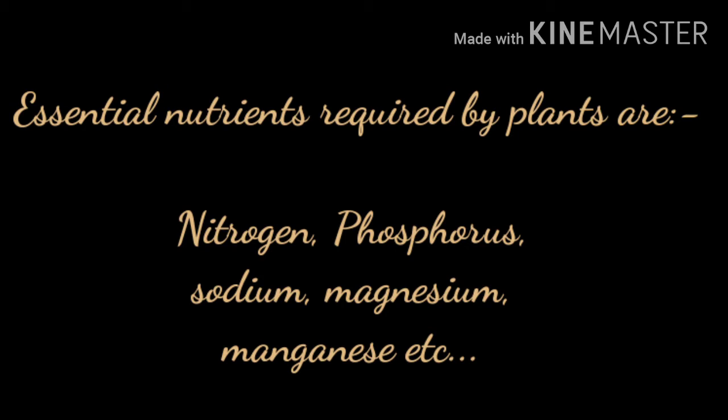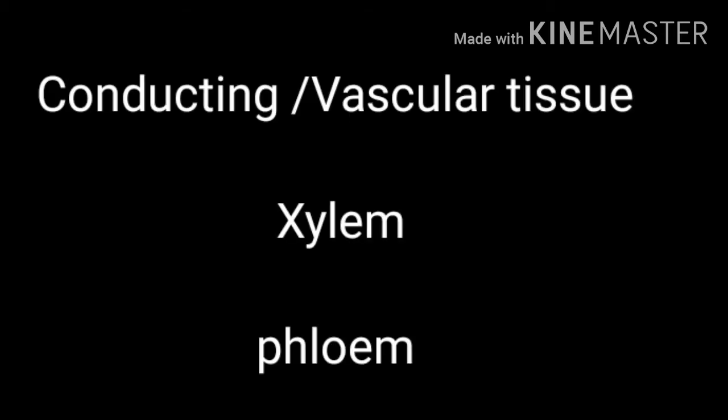For the transport of food, minerals and water, plants have special structures and these are known as conducting tissue or vascular tissue. Vascular means vessels or pipes. So plants have separate conducting tissues for food and water.